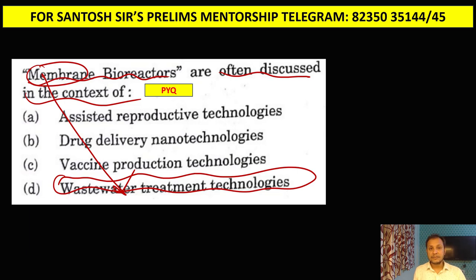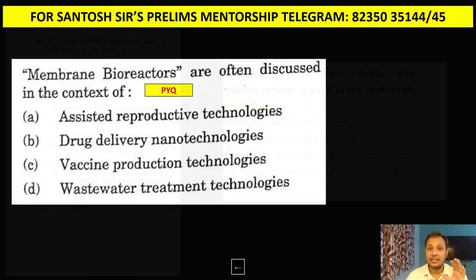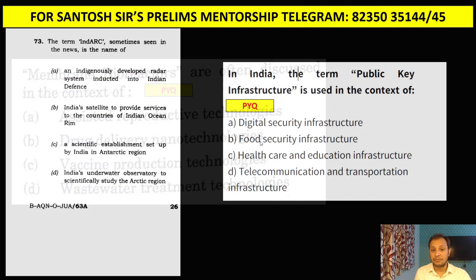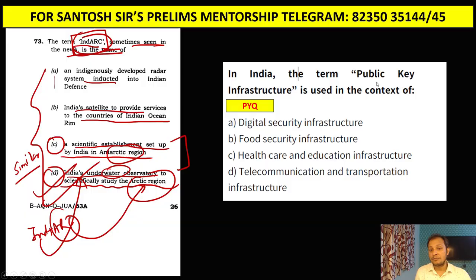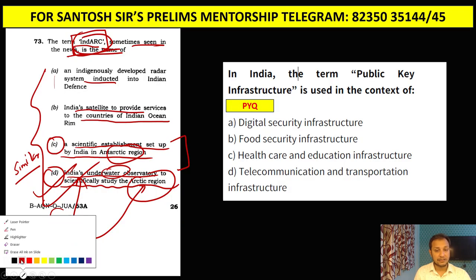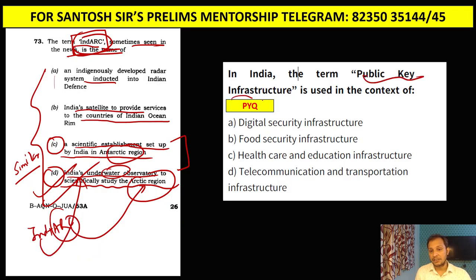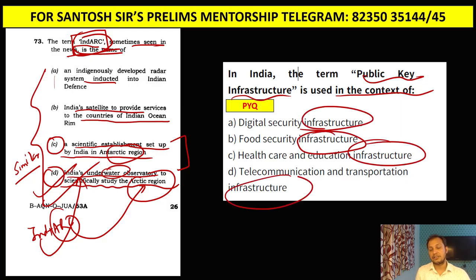But sometimes what happens, guys, none of the options will have similar kinds of statements, or all the options will have similar kinds of words, so you can't differentiate. Here we can differentiate easily. Let us see this question which came in the UPSC Prelims examination in India. The term public key infrastructure. Public key infrastructure is used for... Here you see infrastructure is there, here also infrastructure, here also infrastructure. So it is difficult to tell which one is the correct answer.